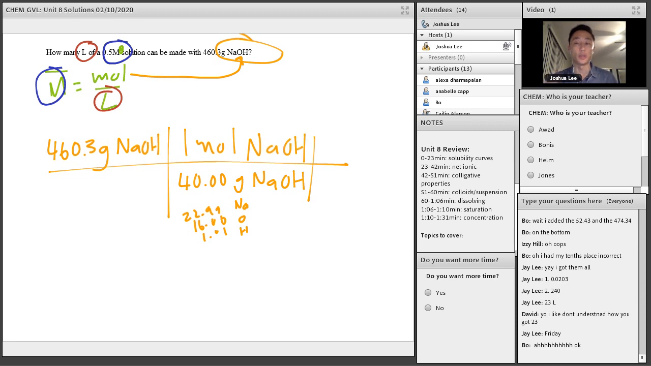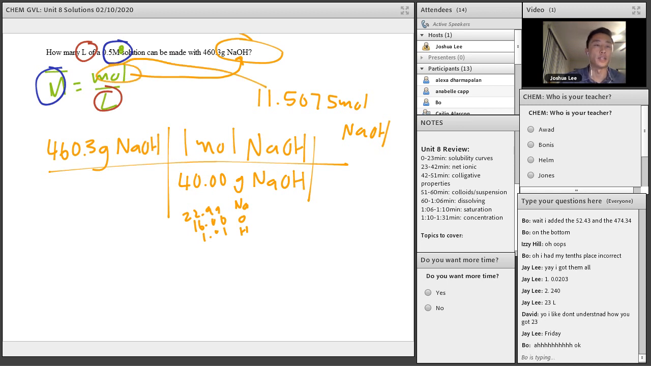Hopefully up until this point, it should be so far so good. We're just converting grams to moles. So when we convert grams to moles, we get 11.5075 moles of NaOH. So now I'm going to put that right here. So let's plug in the rest of my numbers. I have my 11.5075 over X. That's the liters I'm trying to find. And the molarity is 0.50.